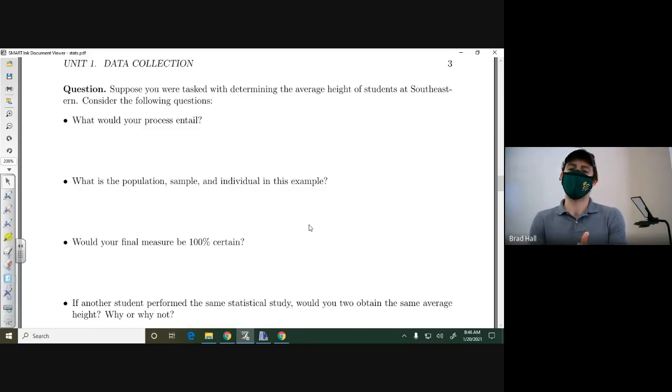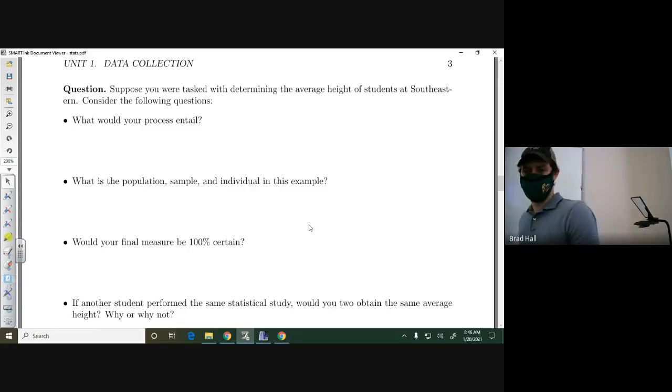So in this example, what's the population, what's the sample, and what's the individual in this case? So the population, sample, and individual. So Olivia, have any thoughts on the population, sample, or the individual?